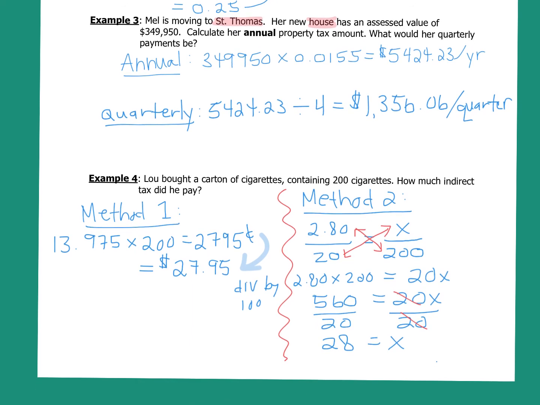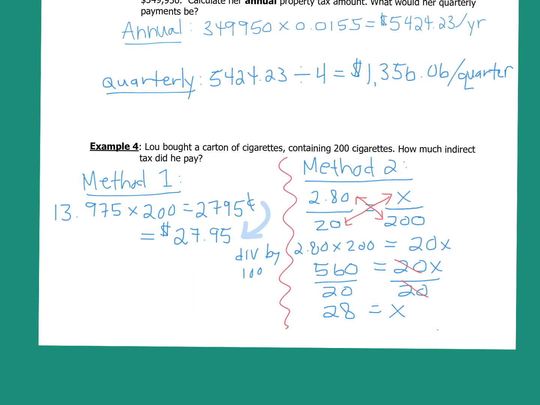Let me just see if I've got any room to write a little sentence here. So you can see whatever method you decide to do, in the first one, we got that it was 27.95, and over here we got that it was 28. So those numbers are very close. They're only off by 5 cents. So whichever method you liked doing better is the one that you can do when you're doing the homework. Let me just add a dollar sign here because we are talking about money here.